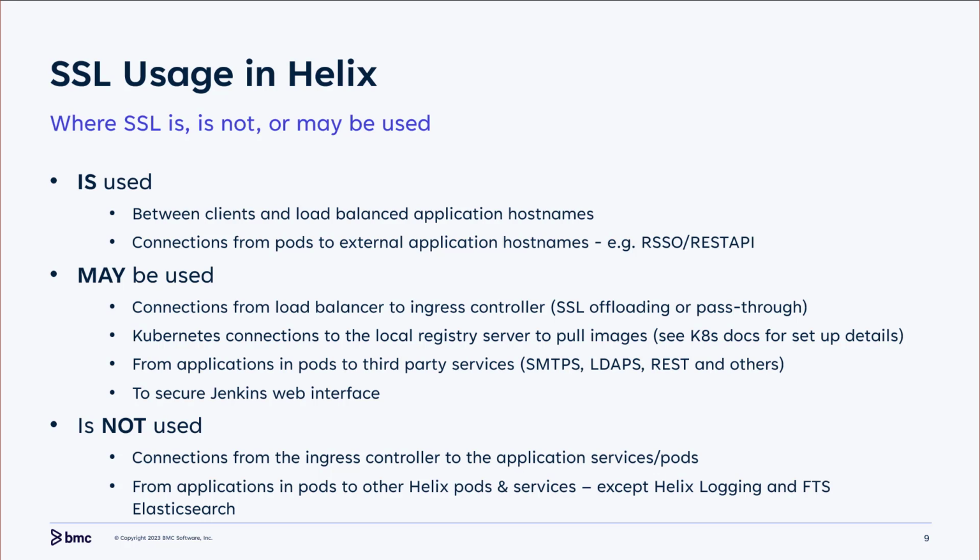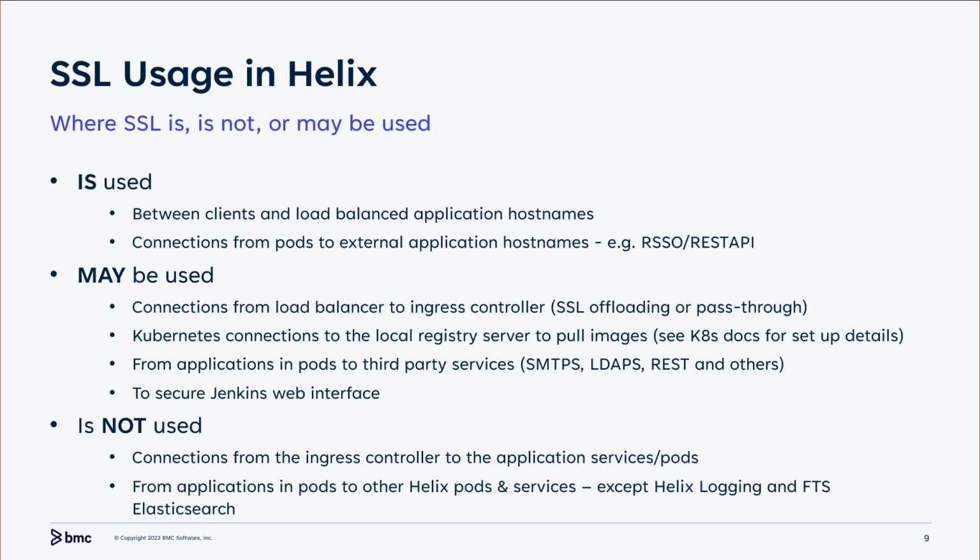So SSL must be used between the external clients and the load balanced host names. So the application URLs that you have for the mid-tier, for RSSO, for DWP and the Helix portal, those types of components. That is always SSL connected.